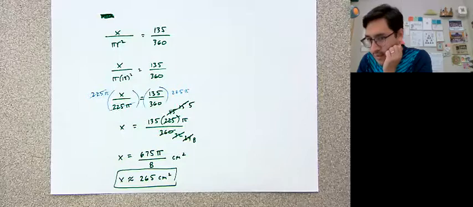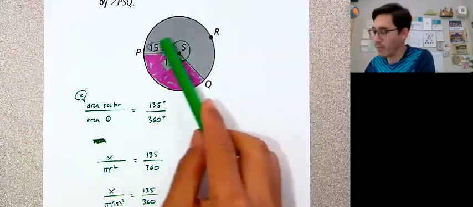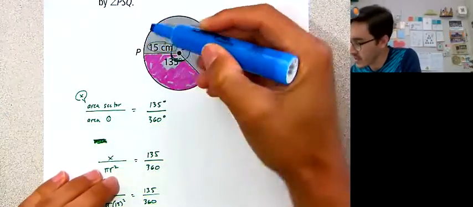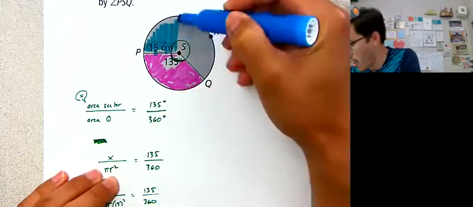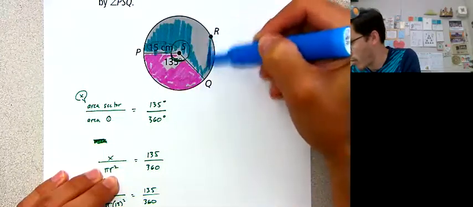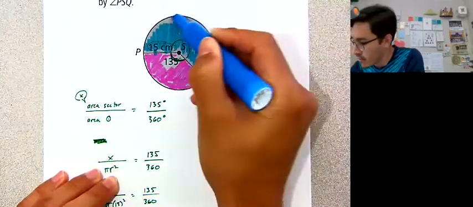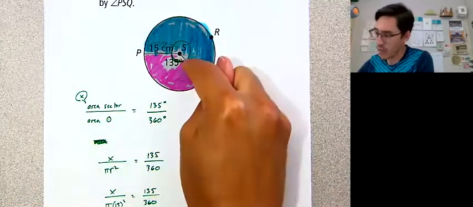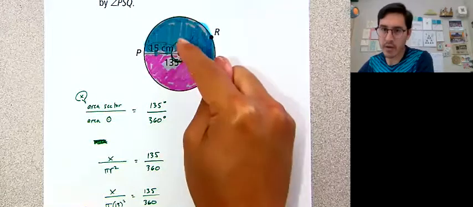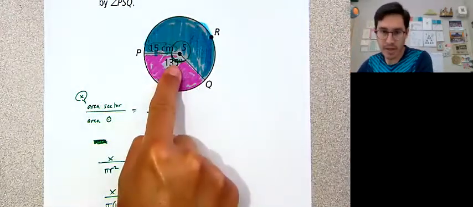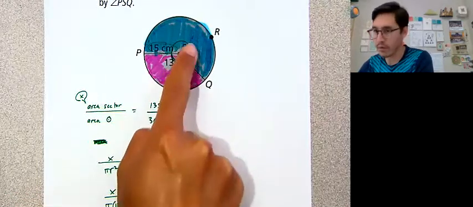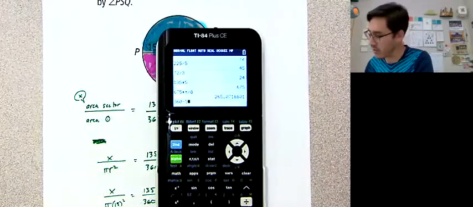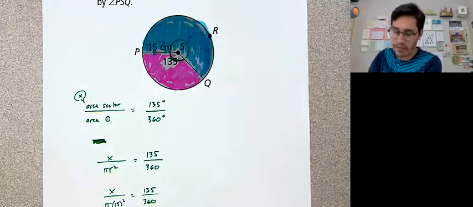Okay, let's do that again, but we'll do it for this bigger sector. Okay, so let me color code this blue. So remember, if we were to make an entire central angle, that'd be 360, but the pink central angle is 135, so the blue one is just going to be the difference. Okay. So 360 minus 135, that's going to be 225 degrees.